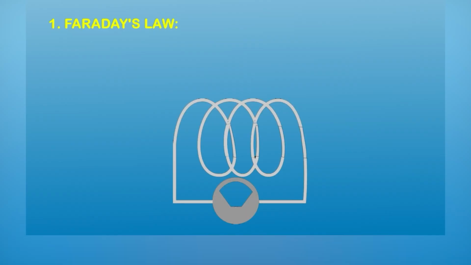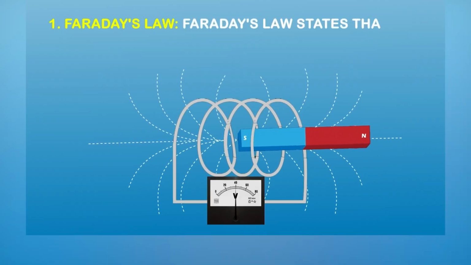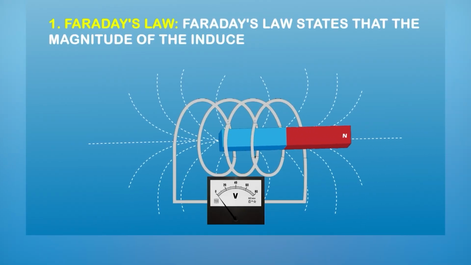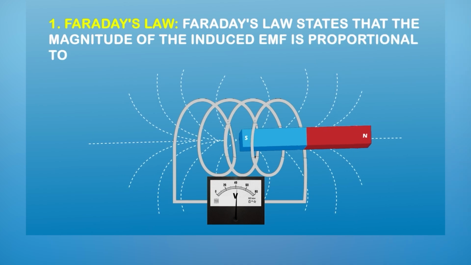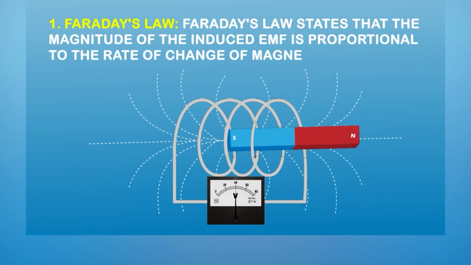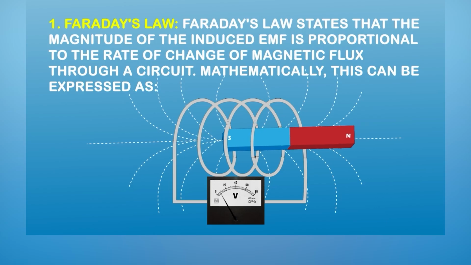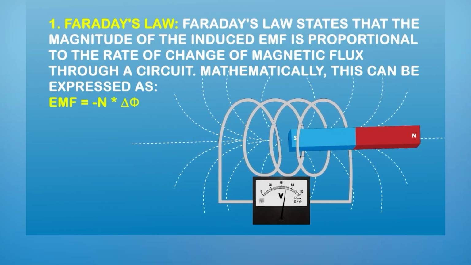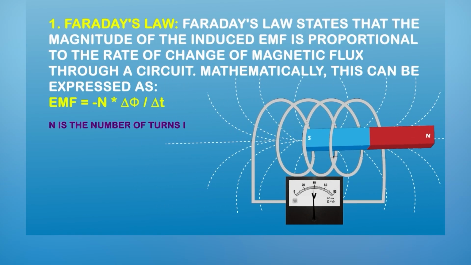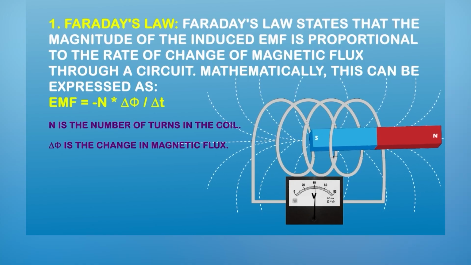Faraday's law. Faraday's law states that the magnitude of the induced EMF is proportional to the rate of change of magnetic flux through a circuit. Mathematically, this can be expressed as EMF is equal to negative number of turns in the coil multiplied by change in magnetic flux by change in time.